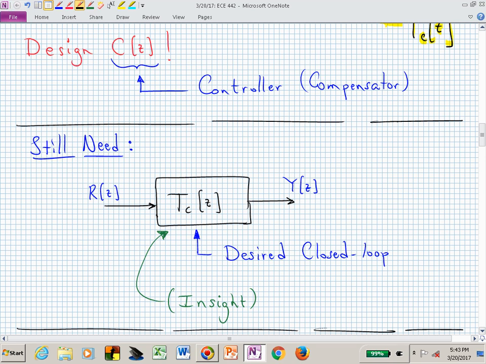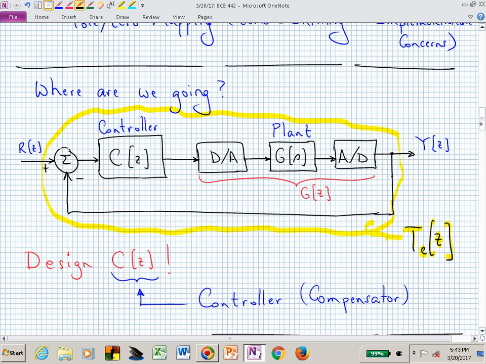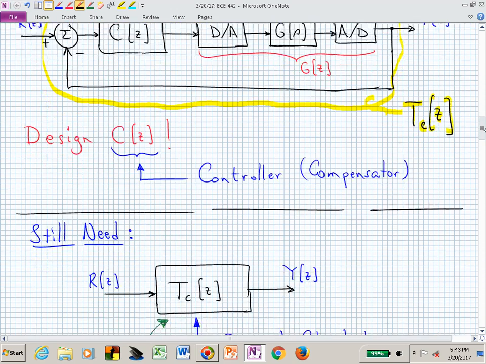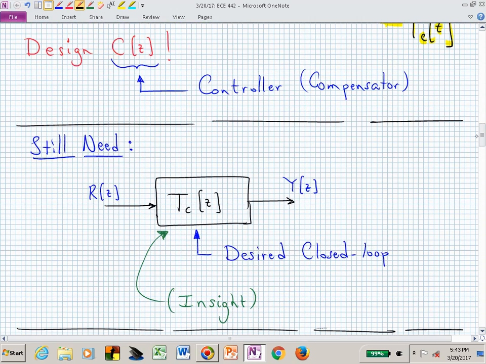We're trying to come up with some desired closed loop behavior, and now what we want to do is try to develop insight into that process. How do we specify what it is that we want? What do we want T sub C of Z to be when T sub C of Z is actually coming from this interconnected structure in a closed loop control scenario? How do we now come up with a desired T sub C of Z?